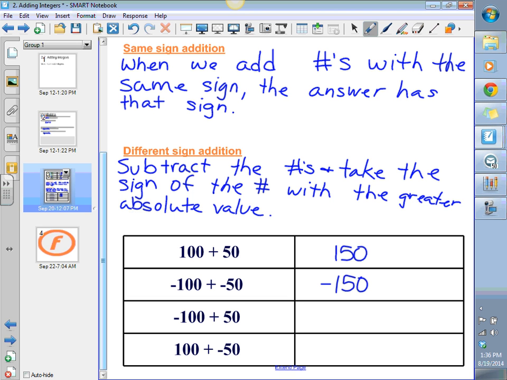Negative 100 plus 50, we're subtracting here because our signs are opposite. We're going to take the sign of our number with the greater absolute value, which is the negative 100. So we will subtract them, and we will apply the negative sign, because that one, the 100, is negative. And again, we take the sign of the larger absolute value, which is 100, and it is positive in this case, so it will be 50.